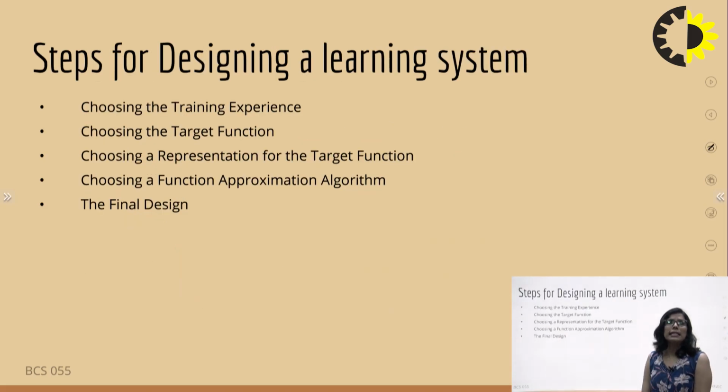So these are 5 steps by which we can design a learning system. First is choosing the training experience. It means what data we are going to feed to the system so that it can learn from it. That's a very important thing because it's the basis of what it is learning. If my data is wrong, if my data is faulty, if my data is not relevant, then obviously my learning will be incomplete.